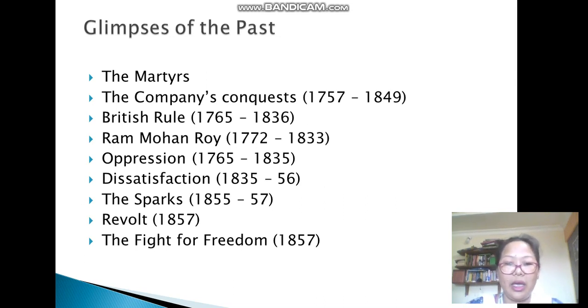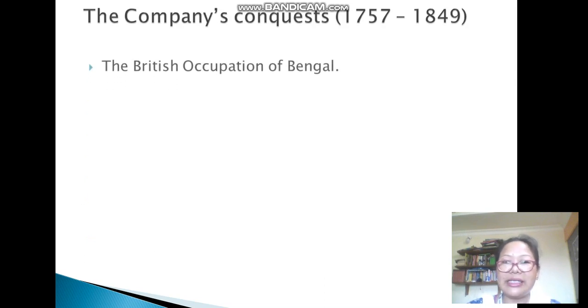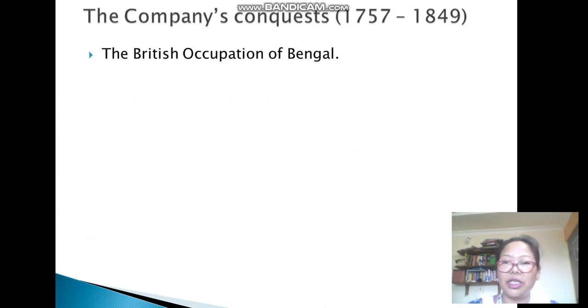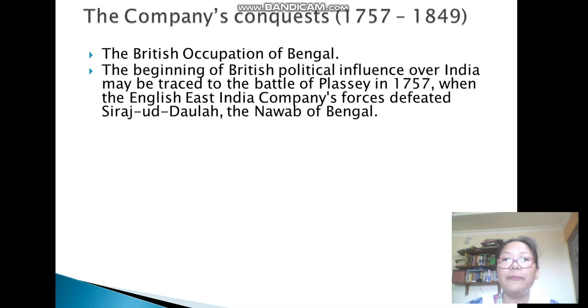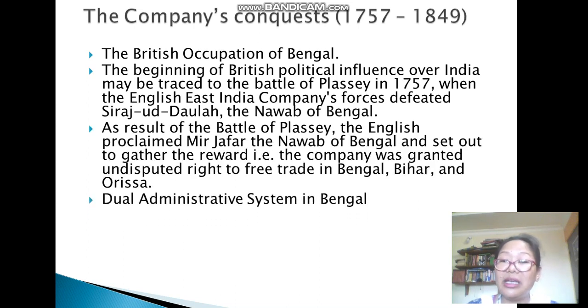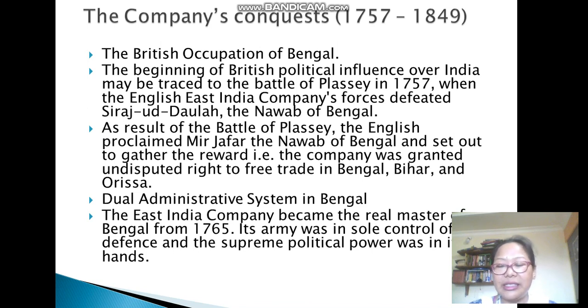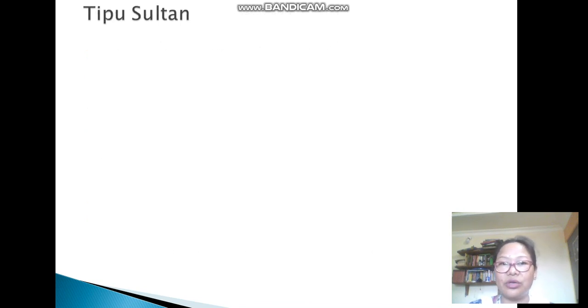Okay, so the company's conquest, I have explained this yesterday, the British occupation of Bengal, how with the Battle of Plassey in 1757, the British defeated Siraj Ud-Dowlah, the Nawab of Bengal, and then they proclaimed Mir Zafar as the Nawab of Bengal. But the company had a dual administrative system in Bengal, and they got free trade in Bihar, Bengal and Orissa. Then the East India Company actually became the real master of India.